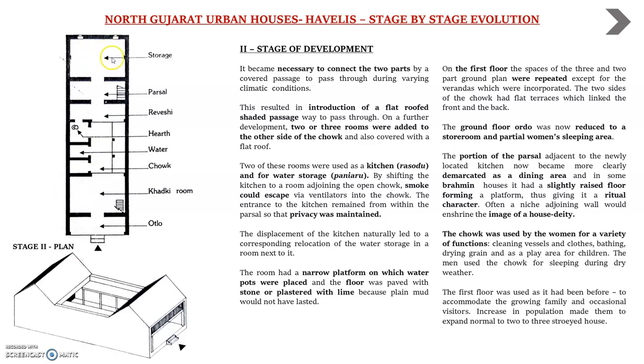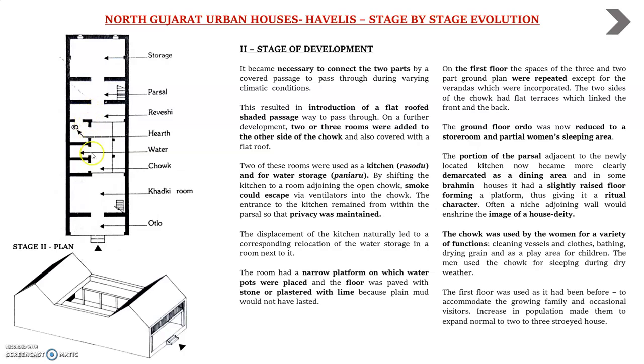So now the kitchen, what they have done in the second stage, they have removed it here, and now the space in the chouk has been extended. So in the chouk, they started introducing the kitchen space. So this will be the kitchen, and next to the kitchen, to have the water supply regular, they will be having the water in this particular chamber, and they name it Paniyaru. And next, this will be a kind of supportive chamber to this.